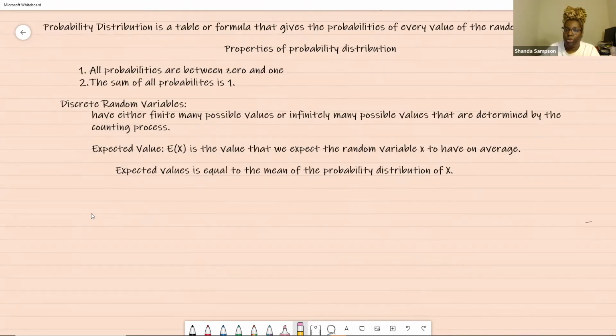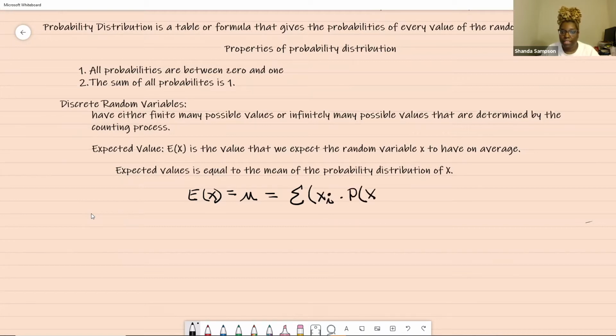Now, we don't really use the formula. We use our calculator, but just so you know, there is a formula for it. And we'll do it by hand before we do it by calculator. So we have our expected value, E of capital X, is equal to mu. Remember mu? That's the mean of the population. And that's going to be the sum of your X, whatever it is, we call it x sub i, times the probability of that specific value of your random variable X. This is the formula on how you get it.